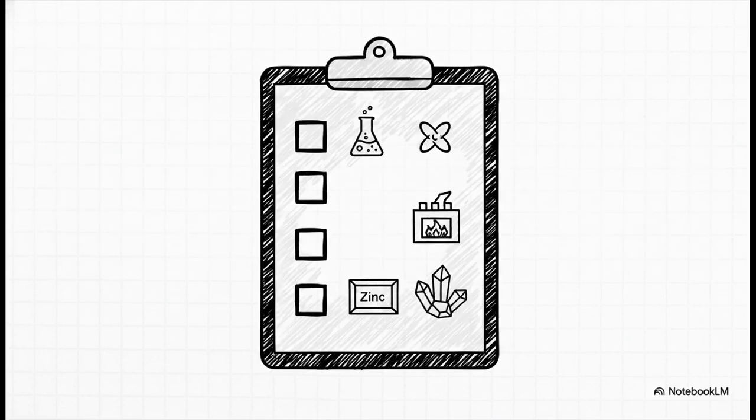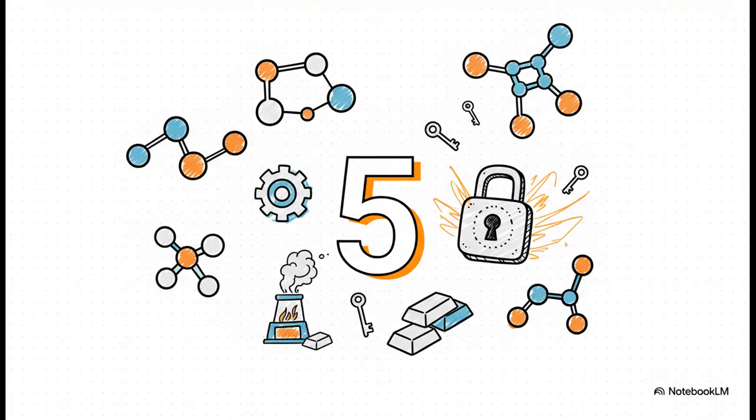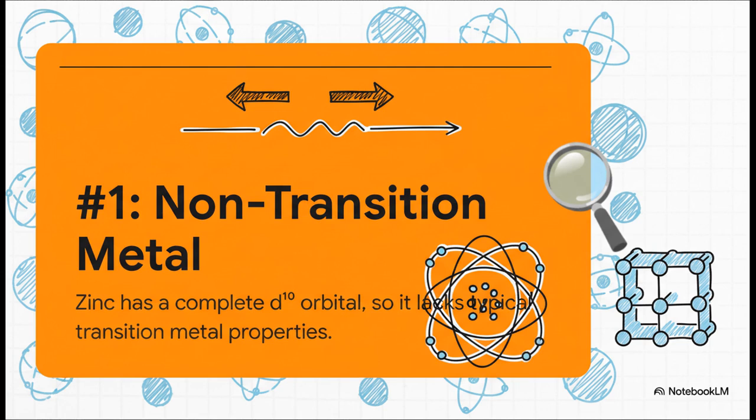All right, time for a rapid review. Here are the top 5 things you absolutely have to know. Just 5 key concepts. Let's lock these in. You're going to see these on the exam for sure. Number 1, it's not a true transition metal. Why? That full D10 orbital.